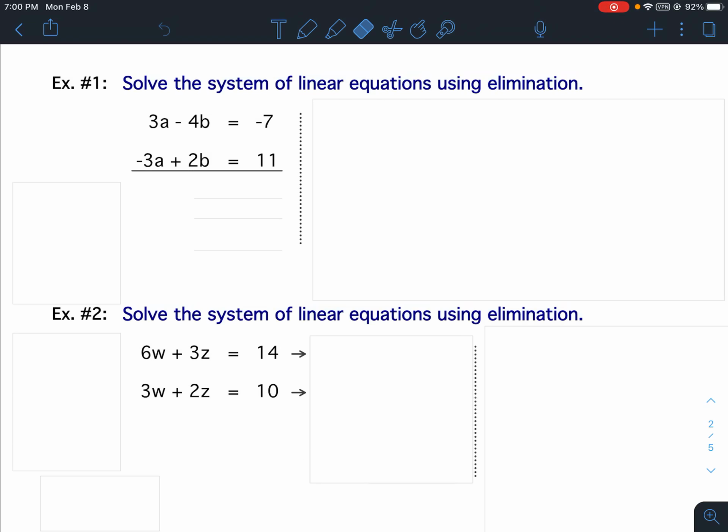Solving systems of equations using elimination, lesson 11 notes. Example number 1. Solve the system of linear equations using elimination.